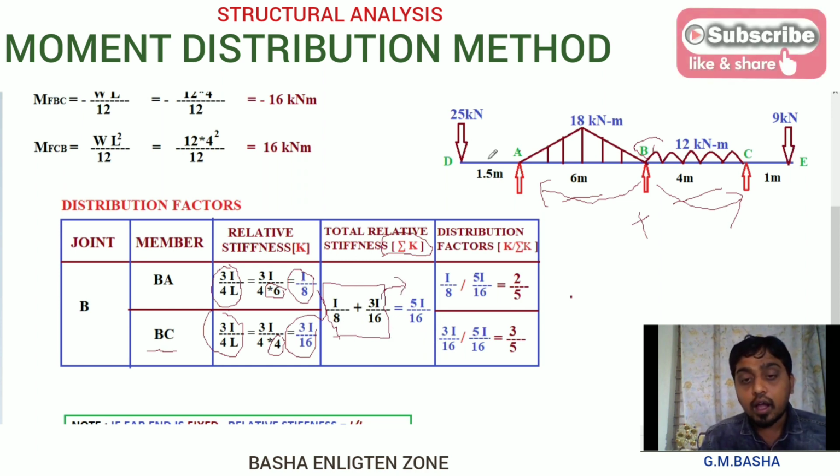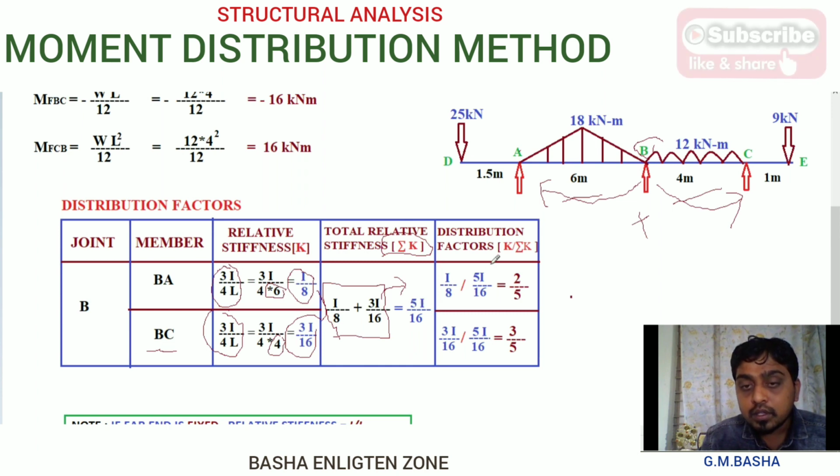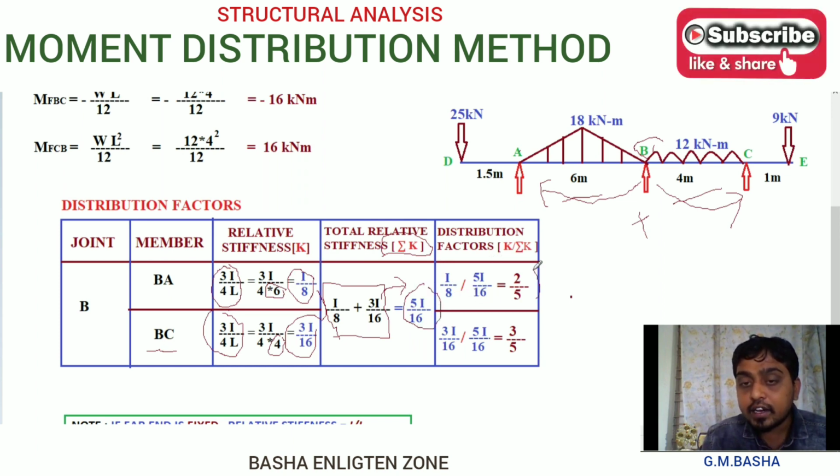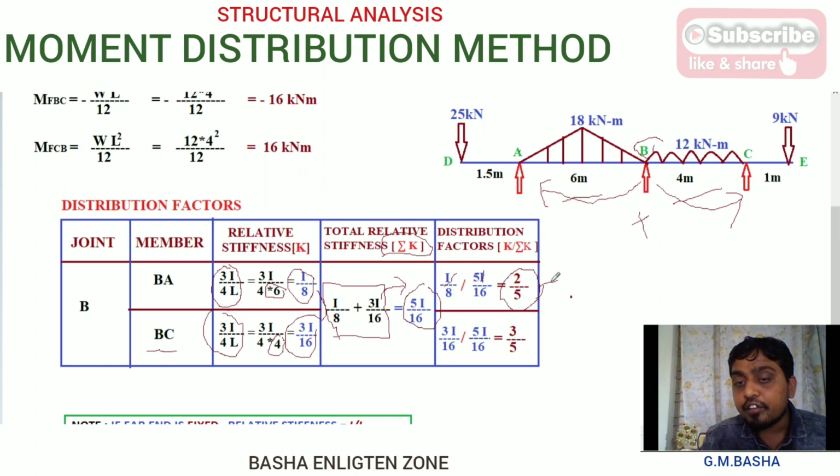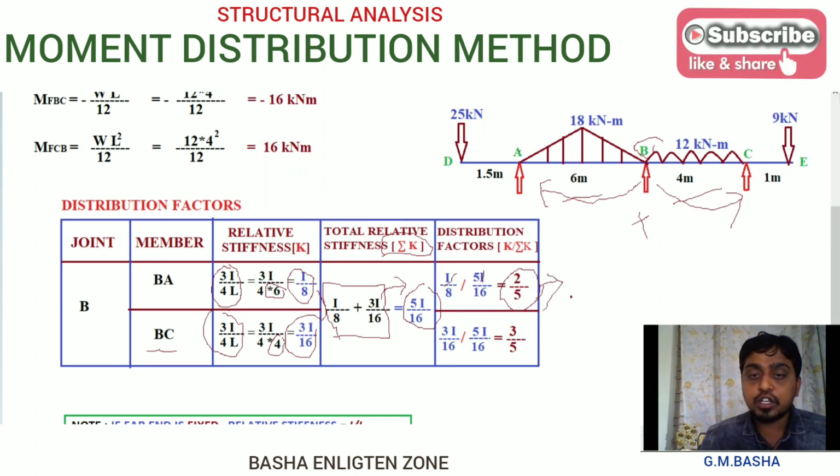Okay, then in our next step, what is the formula for the distribution factor? The formula for the distribution factor is equal to K by sigma K. For the BA distribution factor, take the K value as I by 8 and the sigma K value as 5I by 16. So I by 8 divided by 5I by 16; if you simplify and cancel the possible terms, you will directly get 2 by 5 for the BA distribution factor.